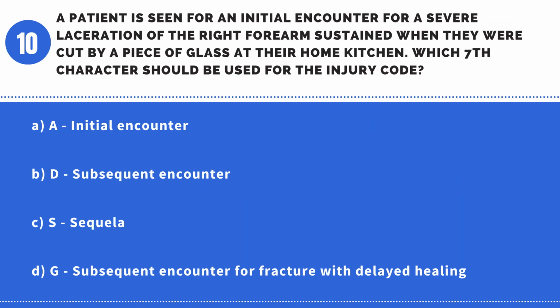Question 10. A patient is seen for an initial encounter for a severe laceration of the right forearm sustained when they were cut by a piece of glass at their home kitchen. Which seventh character should be used for the injury code? A. Initial encounter. B. D. Subsequent encounter. C. S. Sequela. D. G. Subsequent encounter for fracture with delayed healing.